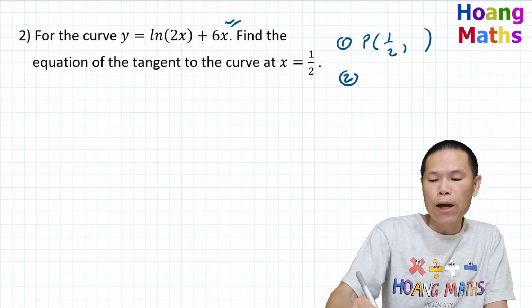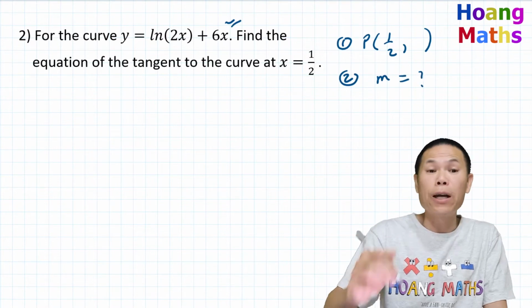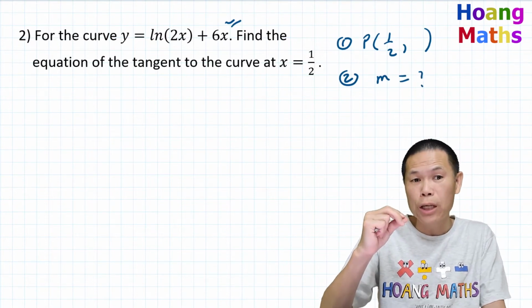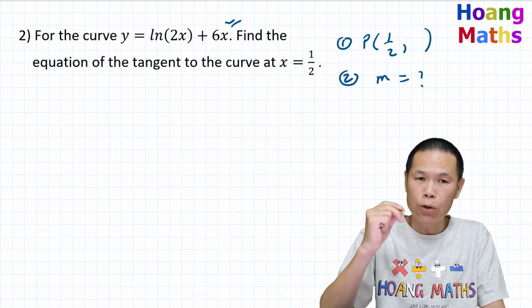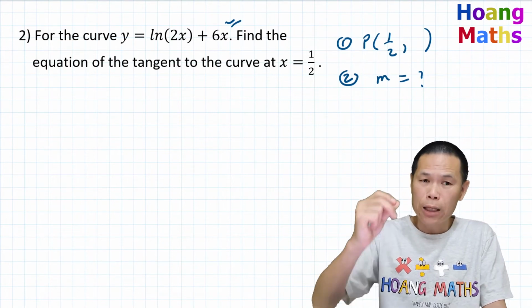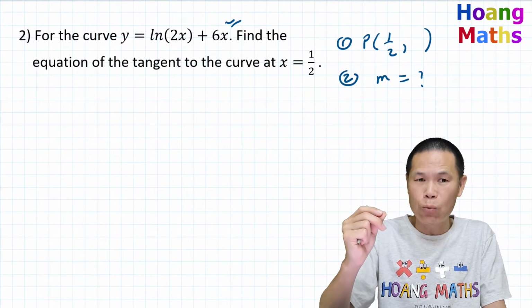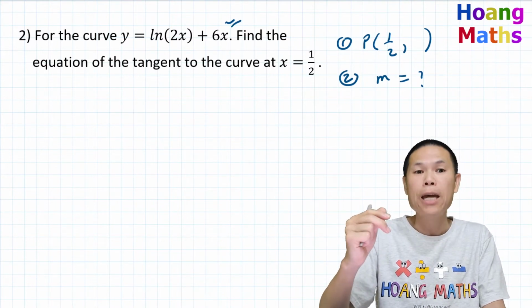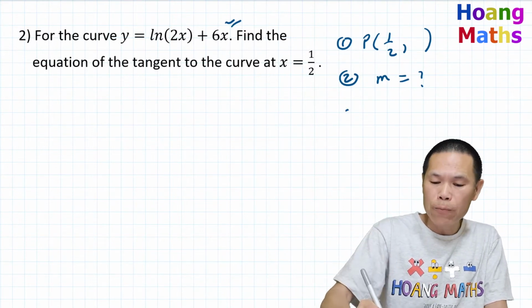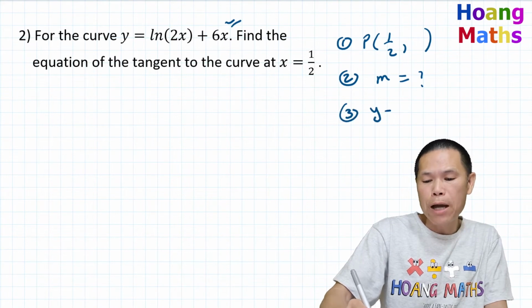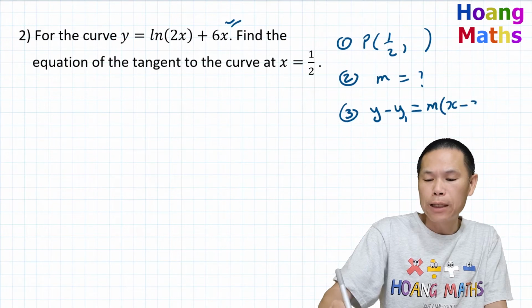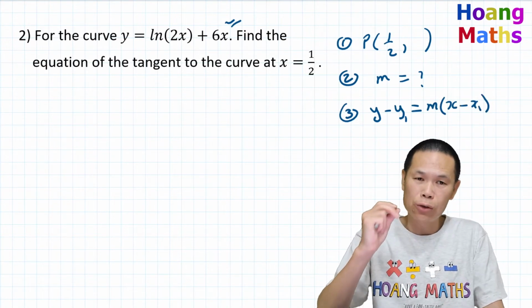Then step number 2, we find the gradient. To find the gradient, we differentiate the function and we substitute the point into the gradient function. That will give us the gradient at the point, okay? And then step number 3, we use y minus y1 is equal to m times x minus x1. So we just need to follow these 3 steps.